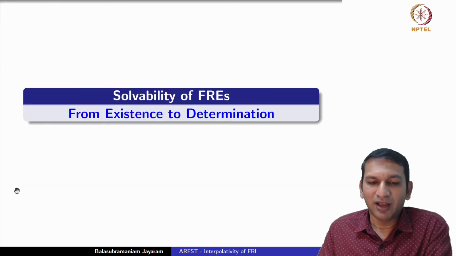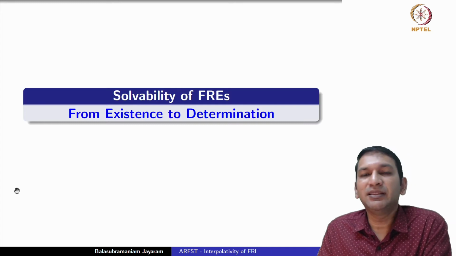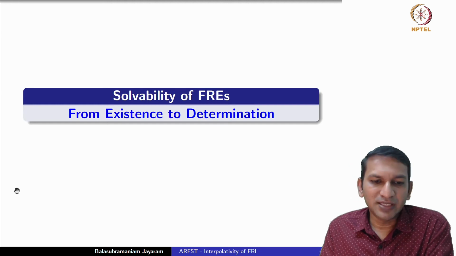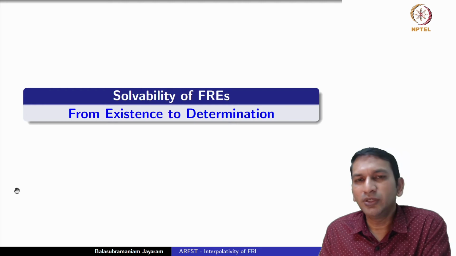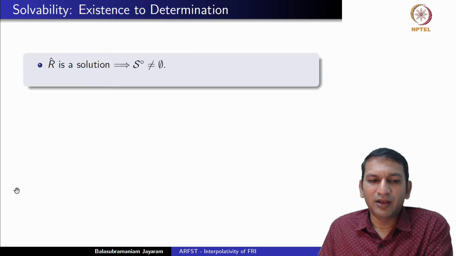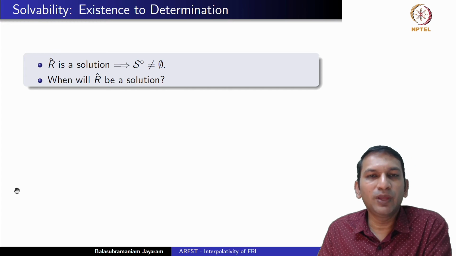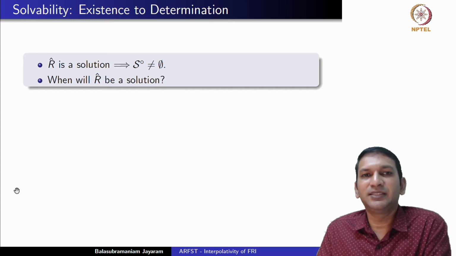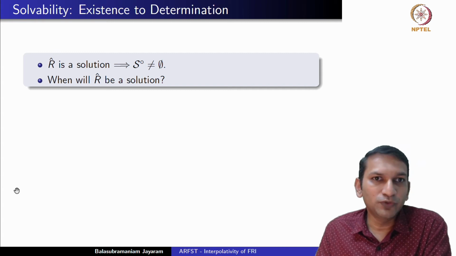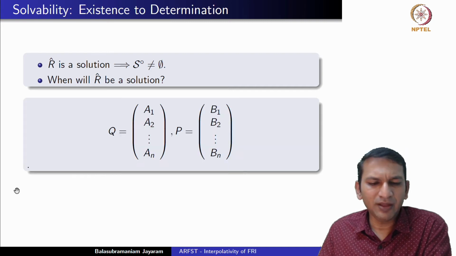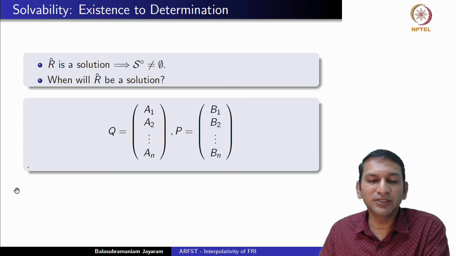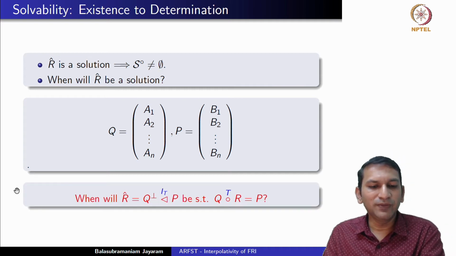So now the question is, how is the solvability of FRIs really helping us in the interpolativity? To discuss this, let's go from existence of a solution to determination of the solution. We know that if R cap is a solution, then for the sup composition that we are considering, the solution space is non-empty. But the question now is, when will R cap be a solution? We tried different pairs, it didn't seem to work. But for this result to be useful, we need to know when R cap can be a solution. Note that Q consists of these antecedents, P consists of these consequences. So the question now comes down to when will R cap, which is given as Q transpose inf-implication composed with P, be a solution for Q circle T R equals P.